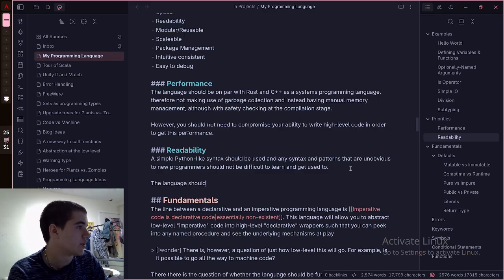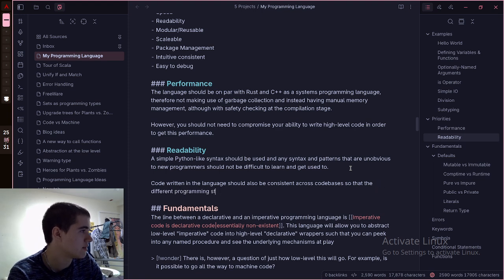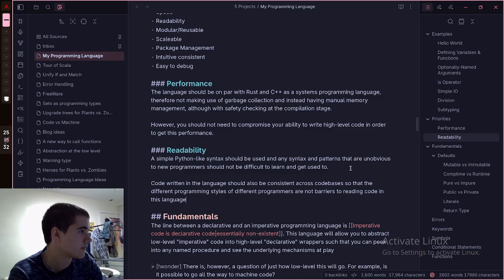Code written in the language should also be consistent across code bases, so that the different programming styles of different programmers are not barriers to reading code in this language.